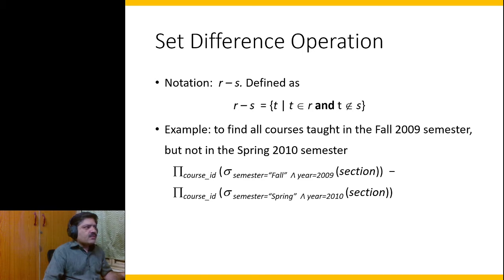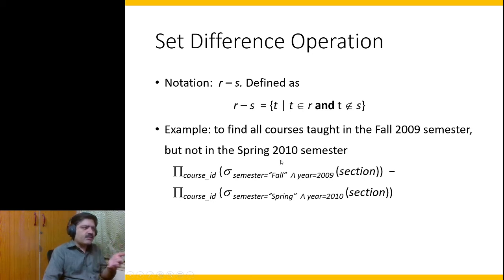The set difference operation R minus S is defined as all tuples T such that T belongs to R and T does not belong to S. In other words, these tuples exist in R but they don't exist in S. So here's an example. Let's find all courses taught in the fall 2009 semester but not in the spring 2010 semester.